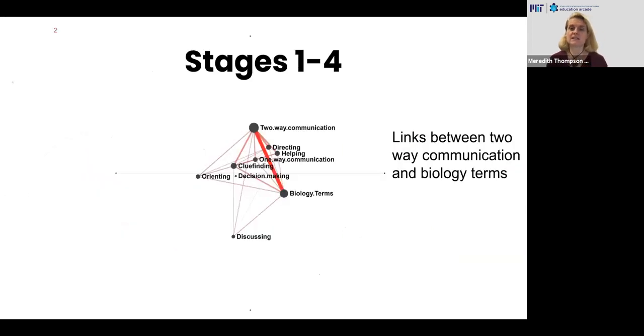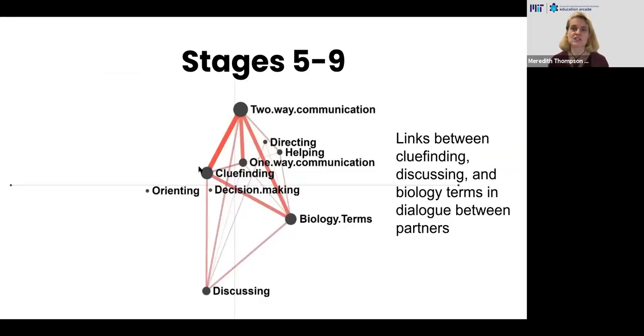One of the things that we found was that the clue finding process went through different stages, different cycles. We looked at those cycles and saw patterns, and I'm going to explain some of them. In the first 4 cycles of clue finding, stages 1 through 4, we see links between two-way communication and biology terms. We also see that people are getting oriented. In stages 5 through 9, we see links between clue finding, discussing, and biology terms in dialogue between partners, but everybody's done orienting, so that's gone away.